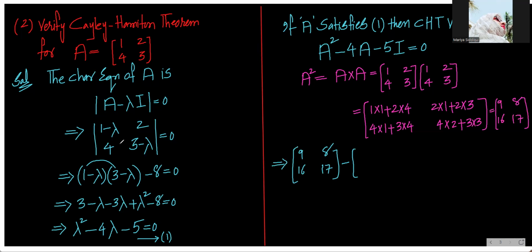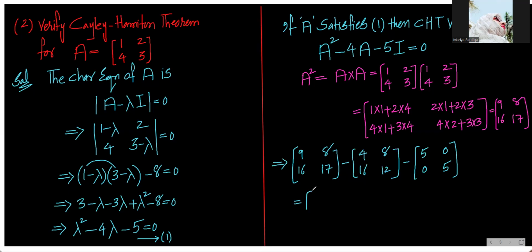Every element of A will be multiplied by 4. This is A. 4 ones are 4, 4 twos are 8, 4 fours are 16, 4 threes are 12. What am I doing? Every element of A should be multiplied with 4. Minus identity matrix, which is [1, 0; 0, 1], multiplied with 5: [5, 0; 0, 5]. Now you see the verification.